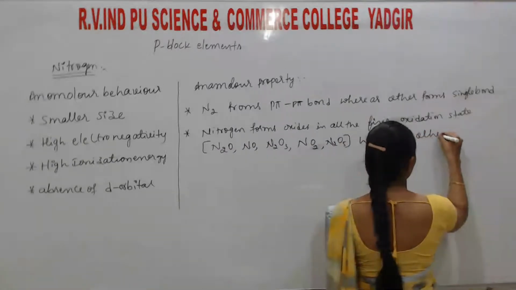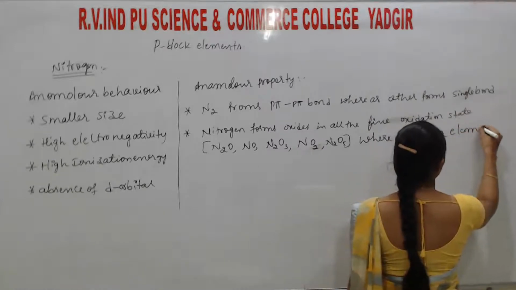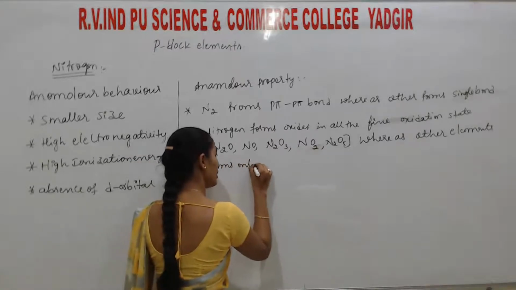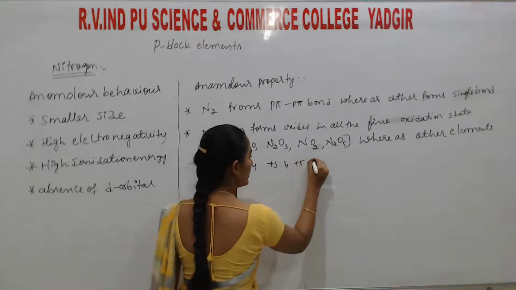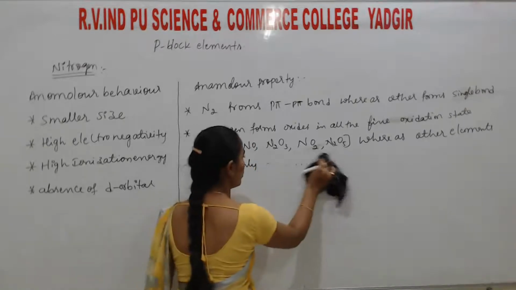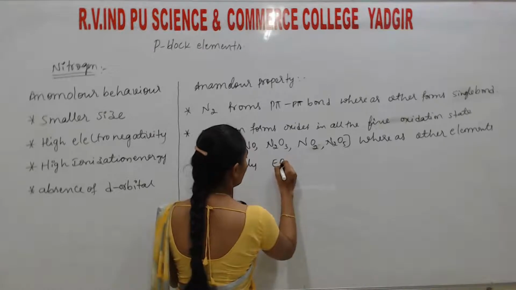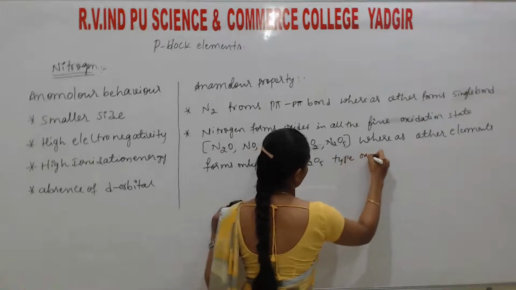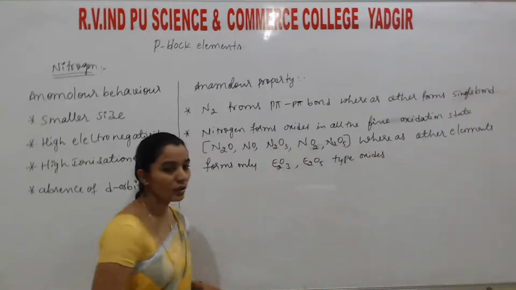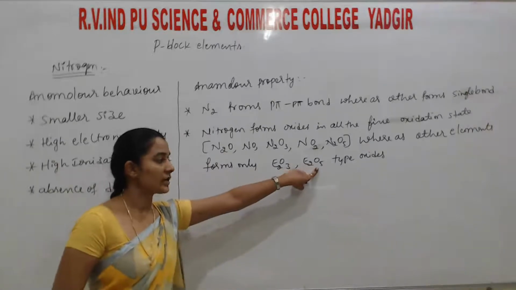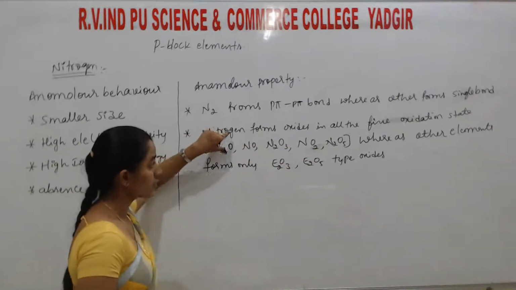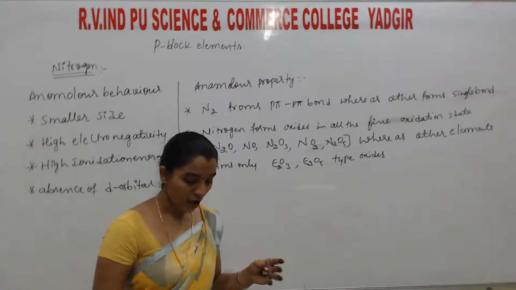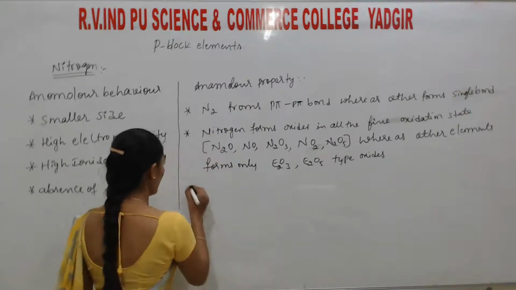Whereas other elements form only plus 3 and plus 5, only E2O3 and E2O5 type oxides. Means the remaining elements only form oxides of plus 3 as well as plus 5 oxidation state, but nitrogen forms oxides in all the 5 oxidation states: plus 1, plus 2, plus 3, plus 4 and plus 5. Okay, next.